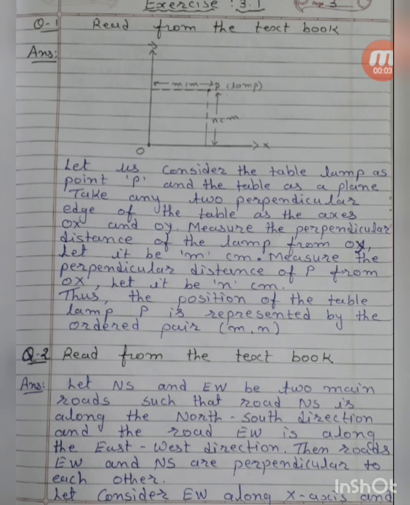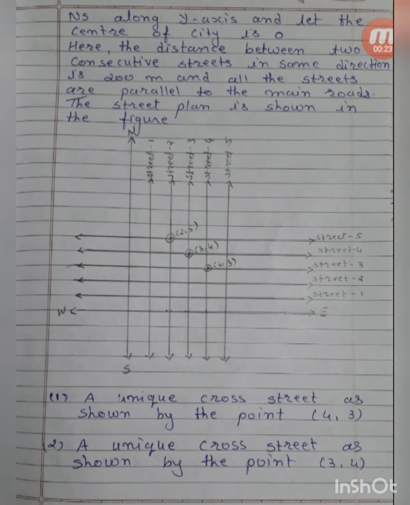Answer number 2. Let NS and EW be two main roads such that road NS is along the north-south direction and the road EW is along the east-west direction. Then roads EW and NS are perpendicular to each other. Let's consider EW along the x-axis and NS along the y-axis, and let the center of the city be O. Here, the distance between two consecutive streets in the same direction is 200 meters and all the streets are parallel to the main roads. The street plan is shown in the figure.